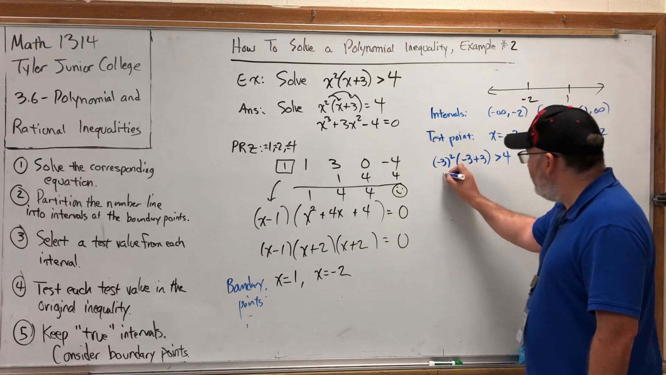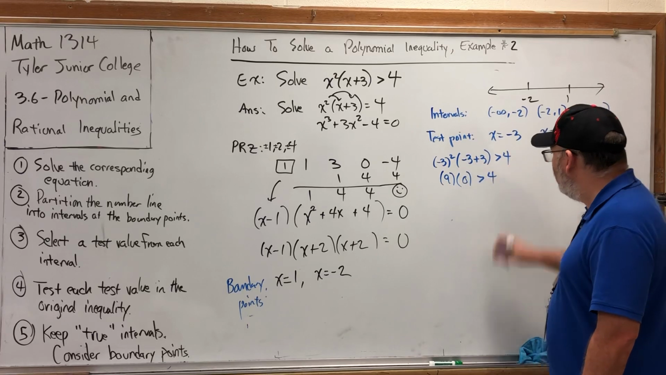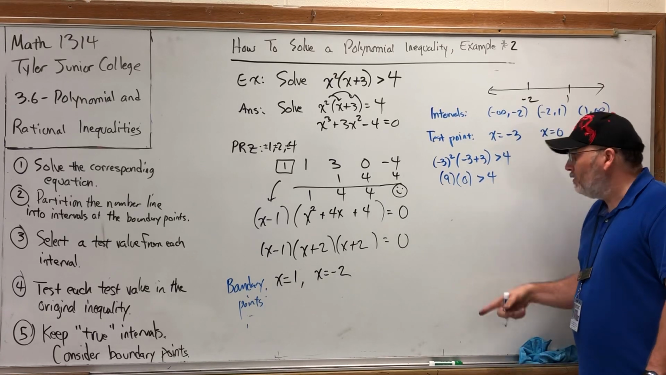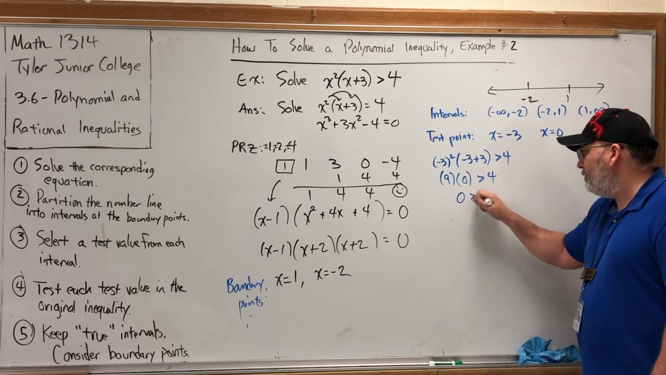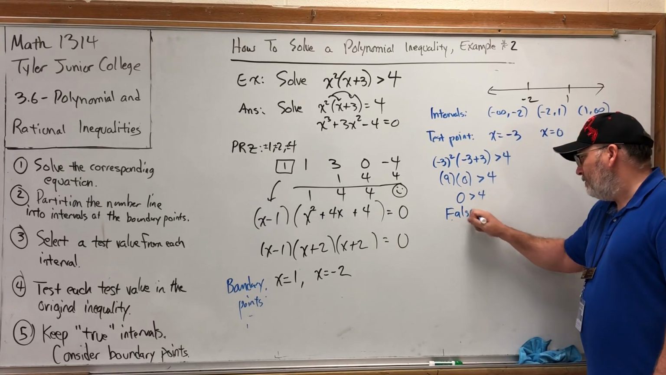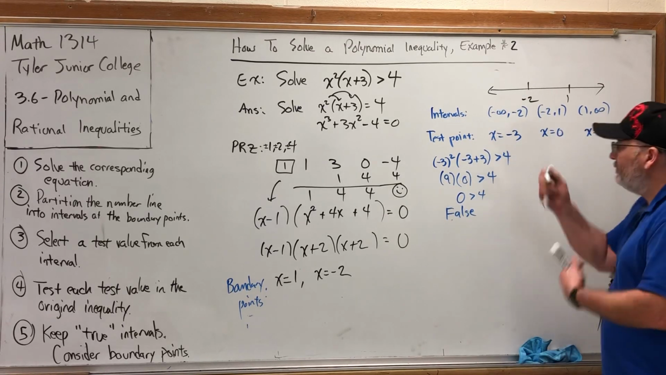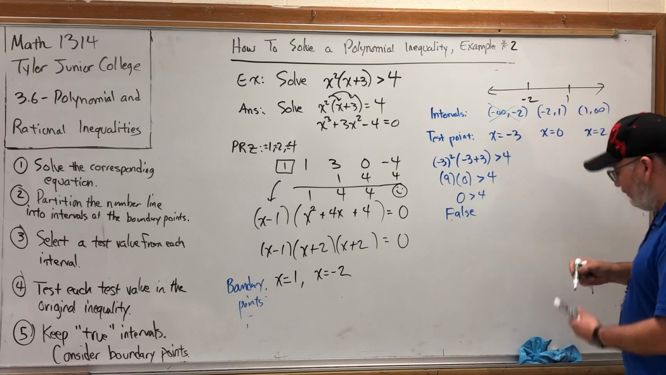Negative 3 squared is 9. Negative 3 plus 3 is 0. Still comparing that to 4. 9 times 0 is 0. 0 is greater than 4 is a lie. That's false. At this point, we can instantly cross out the interval that the test point came from.